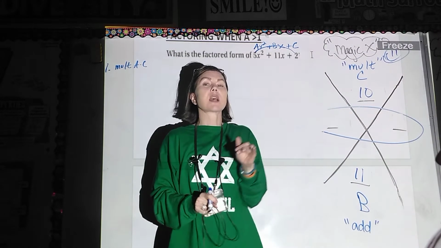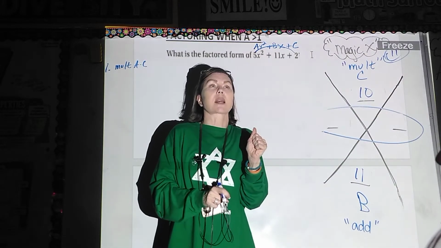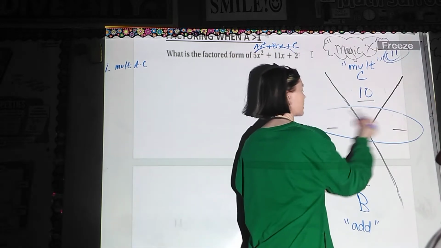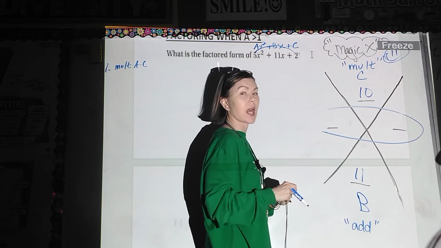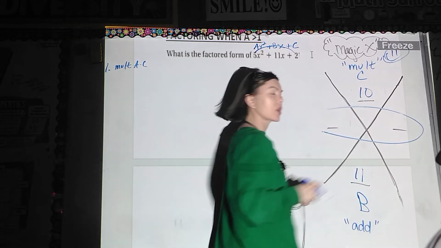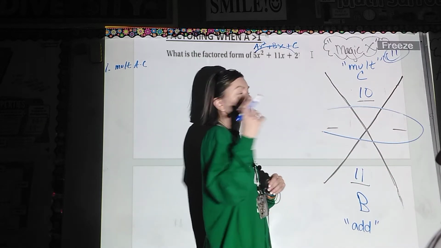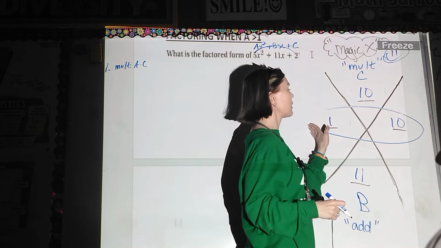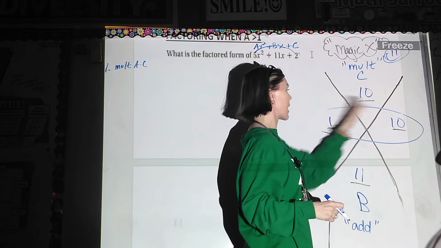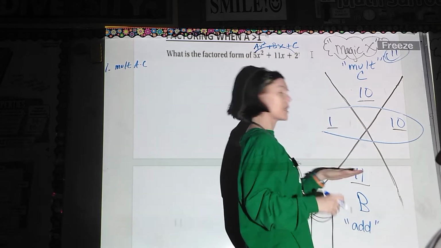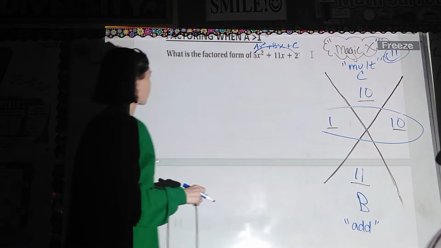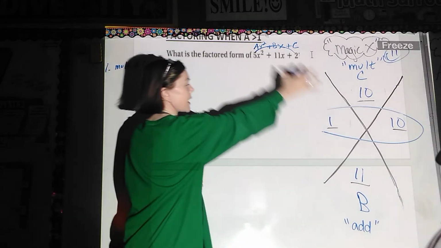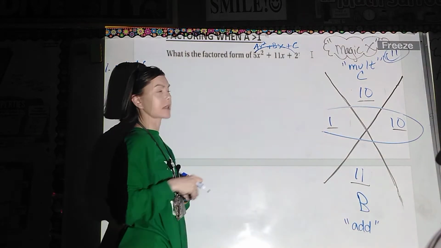Then we fill in the rest of the magic X. Same question as before: what two numbers, when multiplied together, give you a positive 10, but when you add them together give you a positive 11? Well, that's going to be 1 and 10. 1 times 10 is 10, and 1 plus 10 is 11.